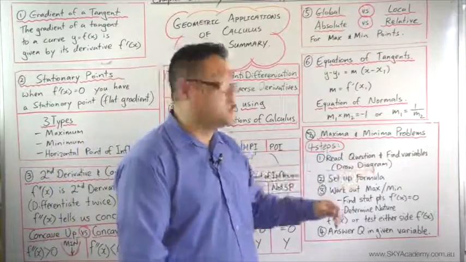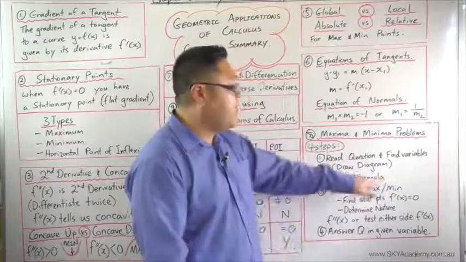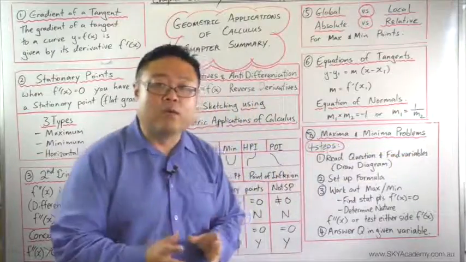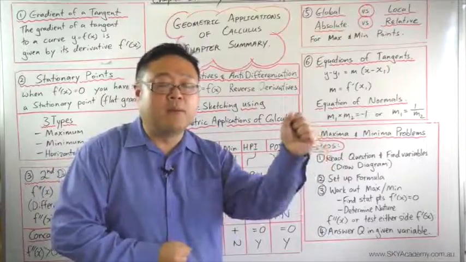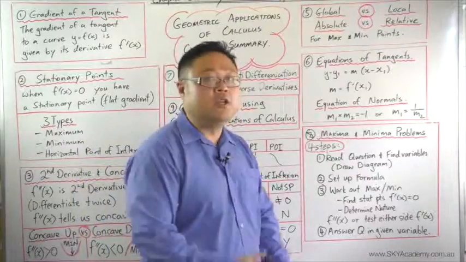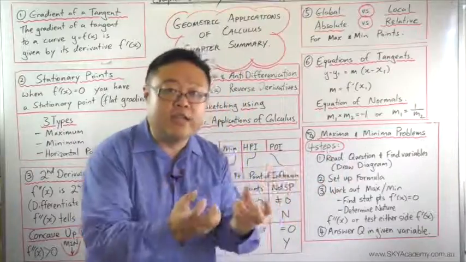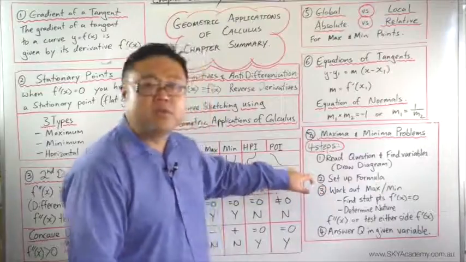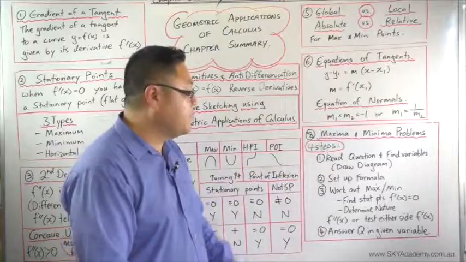Step 1, you've got to read the question. If at all possible, draw the diagram that represents the problem. And then what you got to do is find or determine the variables that you're working in. One's going to be your independent variable. The other one's going to be your dependent variable, right? And there's only 2 variables that you need to be able to reduce down the formula to, so that you can set up the formula.